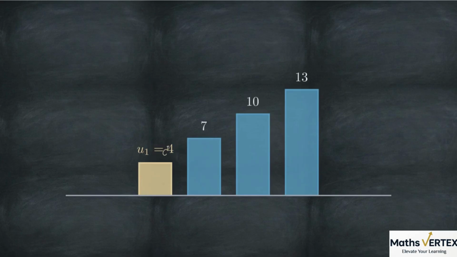The second trait is the precise gap between each step, known as the common difference, represented by the letter D. We find this by taking any term and subtracting the term immediately before it. So 7 minus 4 gives us a positive common difference of 3.